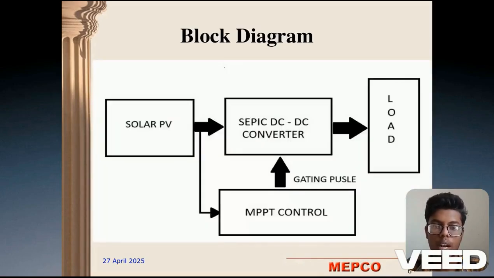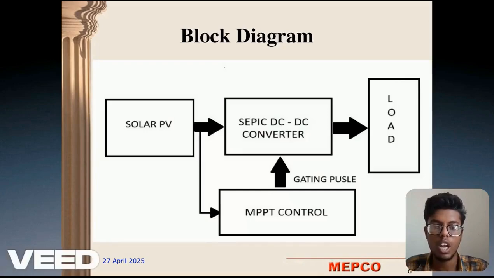Block diagram: solar PV, SEPIC converter, load, and MPPT algorithm. The solar PV is controlled by the MPPT perturb and observe algorithm, which gives gating pulses to the SEPIC DC-DC converter, and the supply is given to the load.